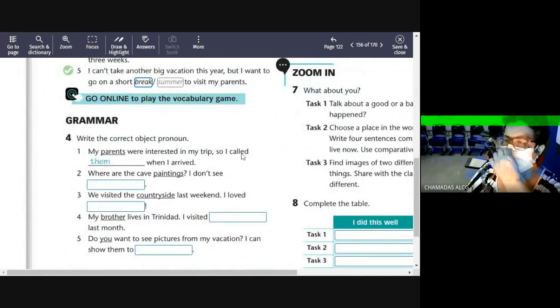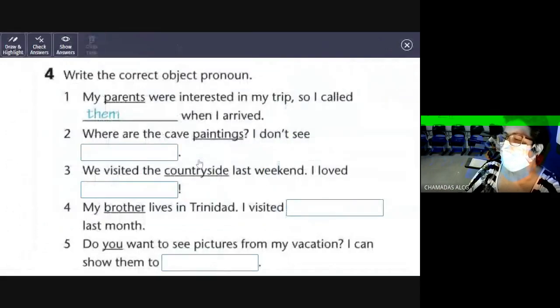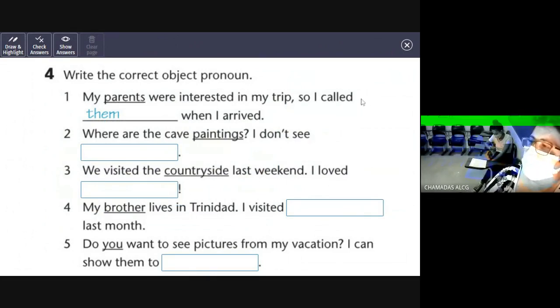Anyway, now let's see the grammar, okay? Write the correct object pronoun. So this is the first part of the grammar in this unit, okay? So let's say, my parents were interested in my trip, so I called them when I arrived.